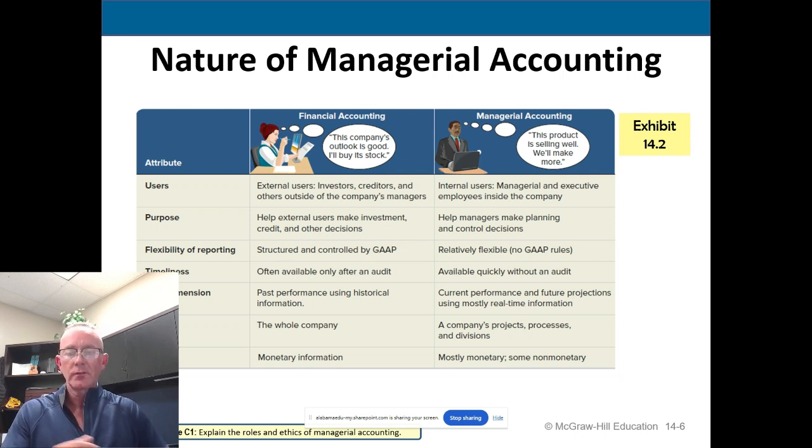This goes over the hierarchy we talked about before with financial accounting, about who our users are, and most of our users are external in financial accounting. We're going to give this information outside of our company. That's why we want to make sure we're following GAAP. That way, all of our information for every company is following the same framework, and these external users can rely on our information to be correct based on those rules.